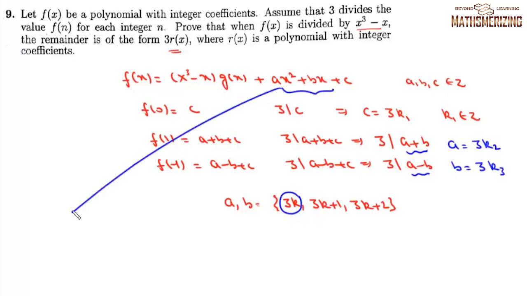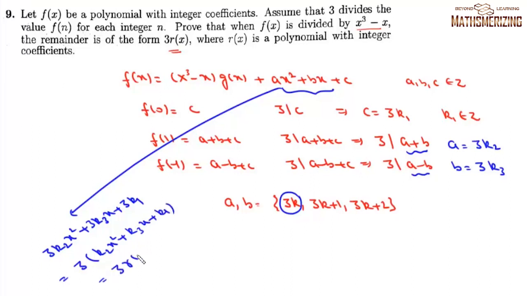So this remainder will be of the form 3k2 x² + 3k3 x + 3k1, or if we take 3 common, it will be 3(k2 x² + k3 x + k1), which is of the form 3r(x), where k1, k2, k3 are integers. So we have proved that when f(x) is divided by x³ - x, its remainder is of the form 3r(x), where r(x) is a polynomial with integer coefficients.